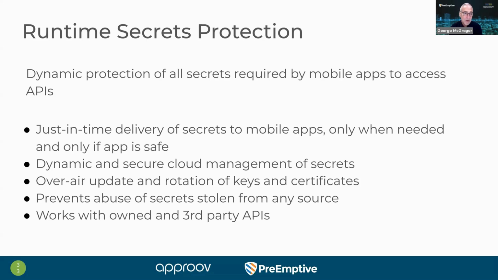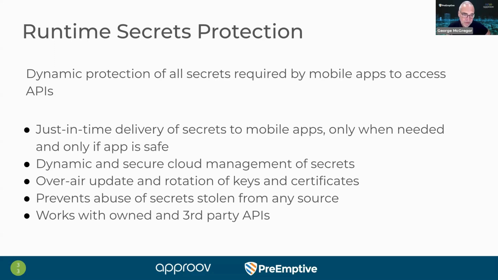So you want to get them out of your app code, and we provide a way to do that, and again, in a very dynamic way. And the key piece of this is that keys can be stored in the cloud and delivered just in time to the application when they're needed, but only if the attestation checks pass. So it's another layer of security which really can protect your API keys and other secrets. And again, it's very dynamic.